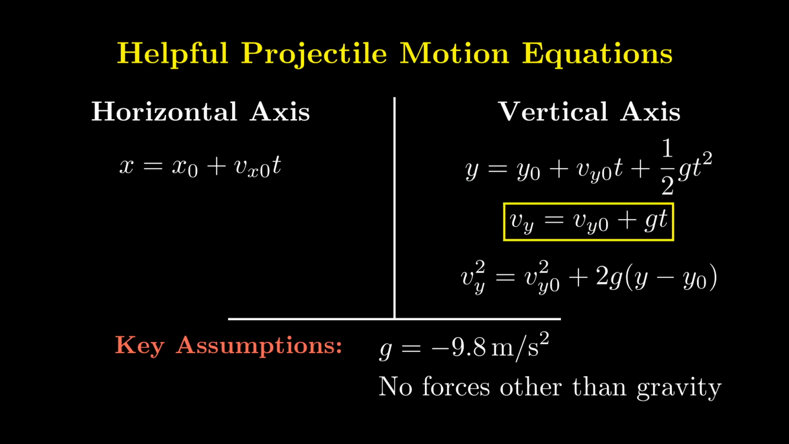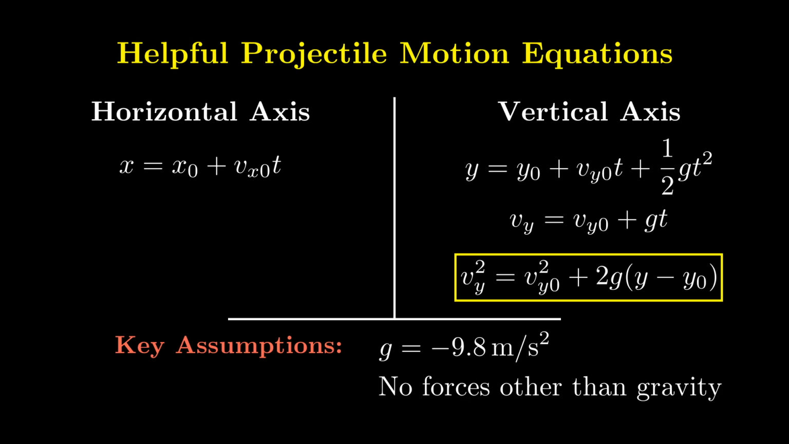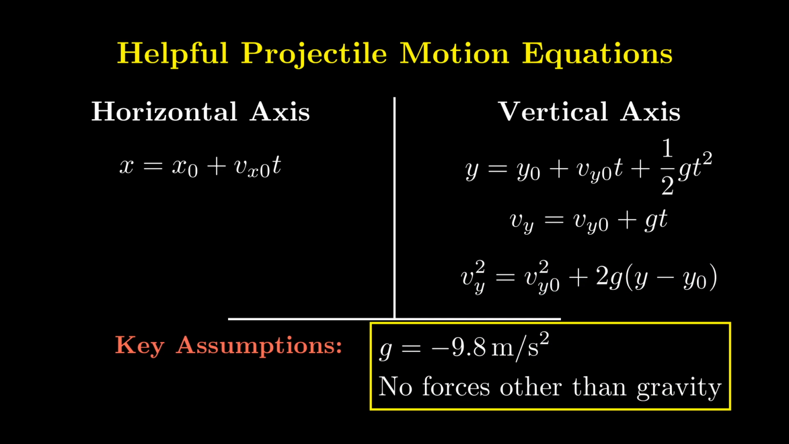And here's an expression for the vertical velocity with respect to time, and here's a function that relates the initial and final vertical velocity to the change in height of the object. Now remember, sign matters. These equations assume that the gravity vector g is negative and that no other forces affect the object while it's in flight.